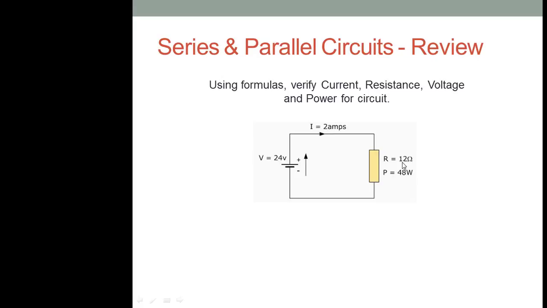So using our calculations, we know that current times resistance is volts. So 2 amps times 12 ohms gives us 24 volts. That checks out. We know that power is current times volts. So again, 2 amps times 24 volts equals 48 watts of power. So we can double check our numbers in these circuits when we're calculating them.